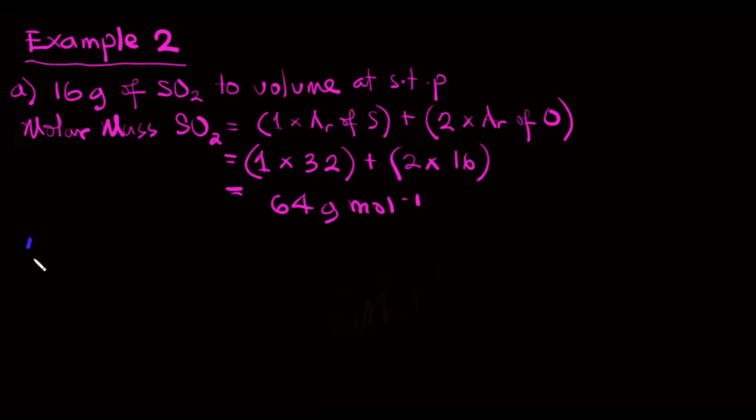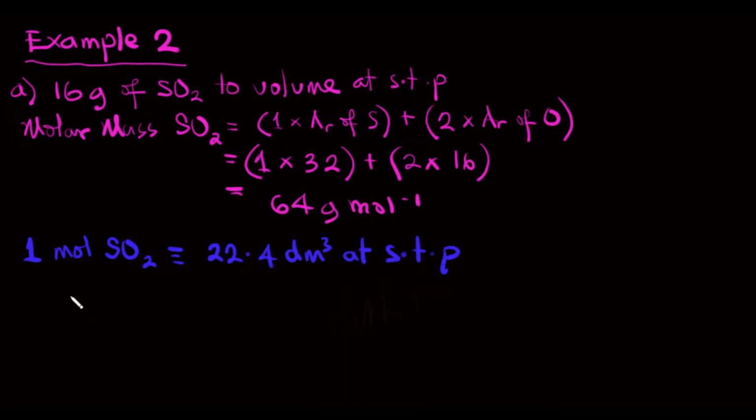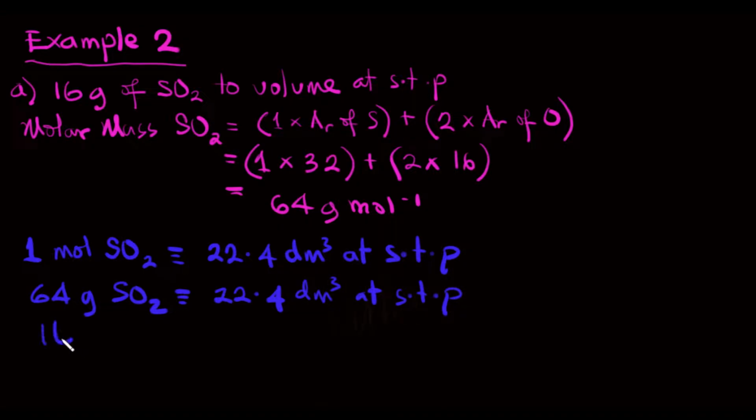You can easily say 1 mole of SO2 occupies 22.4 dm cube at STP, which means that 64 grams of SO2 will occupy 22.4 dm cube at STP. Therefore, 16 grams of SO2 will occupy X.